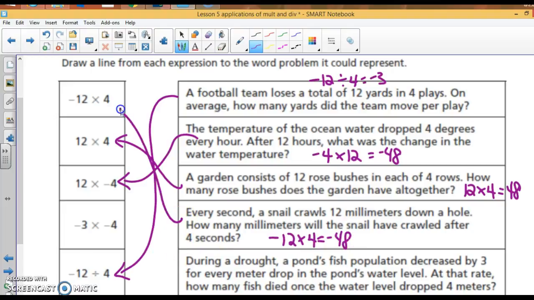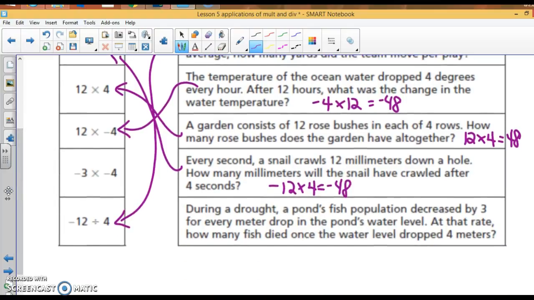That is that one. During a drought, a pond's fish population decreased by 3 for every meter drop in the pool's water level. At this rate, how many fish died once the water level dropped 4 meters? So they're losing 3 fish, so minus 3, for every meter they're dropping. So times negative 4. They lost 12 fish. So that's that situation. So you need to think about what the words mean. I would write an expression just like I did and then match it.